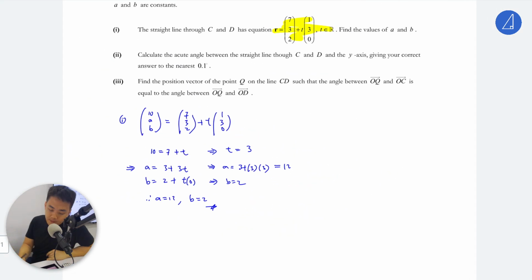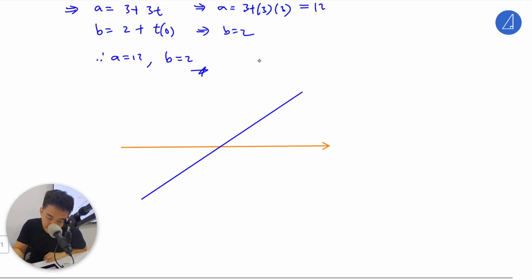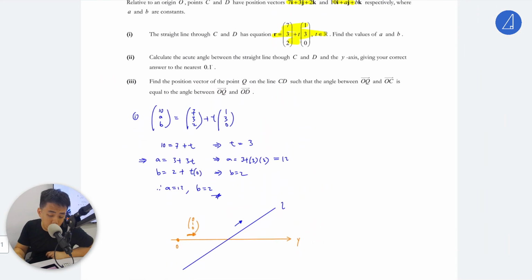Part 2. You want to find the angle between the y-axis and the line. So this is the y-axis, the line. Y-axis is here. Y-axis will mean that the direction is 0, 1, 0, the unit vector. Okay. So then this is the line. The direction of the line is 1, 3, 0.